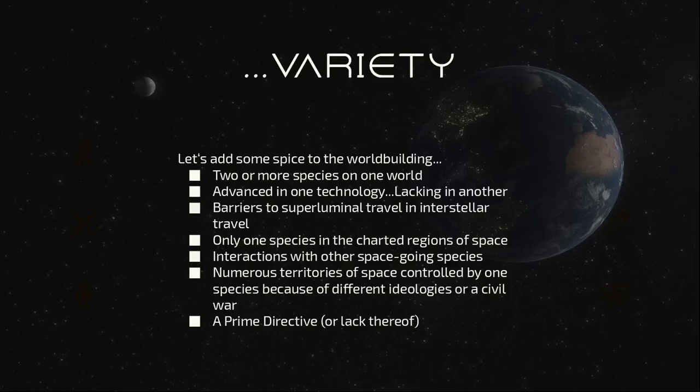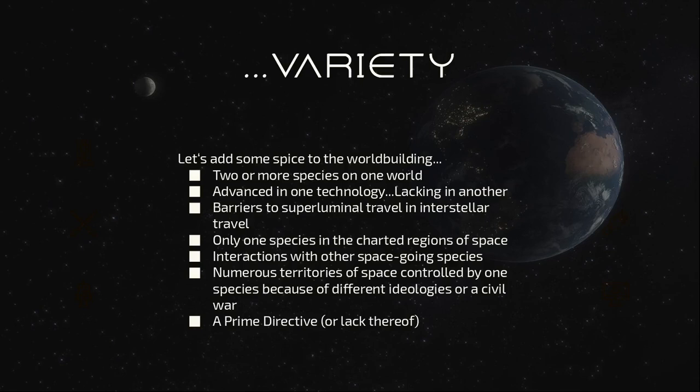Now, to add some spice to our world building, we can have 2 or more species on one of the constituent worlds of the interstellar state, which could create a circumstance where the capitals of multiple interstellar states are in the same system. Another plot point could be a civilization that is advanced in one technology only, such as the retrofuturistic depictions of space travel, which had superluminal travel in large colonies with only 50s to 80s levels of technology. Along these lines, we can have barriers to superluminal travel.